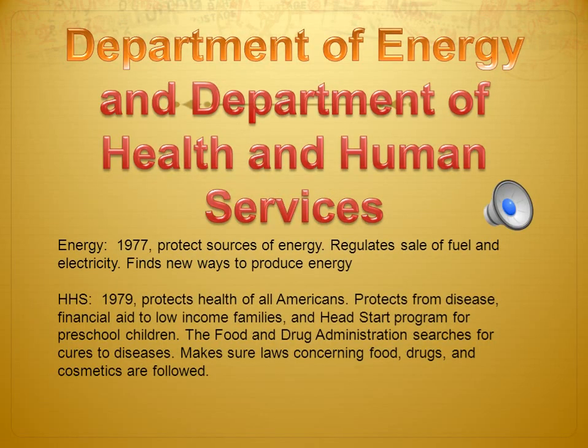We're going to cover two departments in this one slide: the Department of Energy and the Department of Health and Human Services. The Department of Energy was created in 1977 to protect sources of energy like water power, oil, and natural gas, and someday we're going to see wind too. DOE also regulates the sale of fuel and electricity, so they find new ways to produce energy. For example, the Office of Energy Efficiency and Renewable Energy directs programs to develop the use of solar energy.